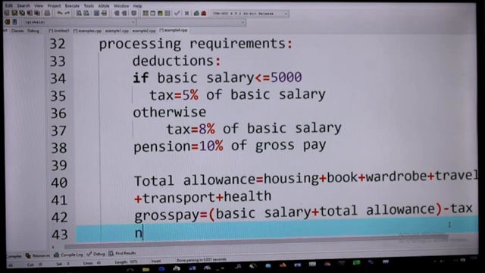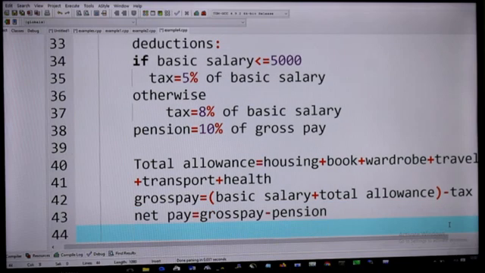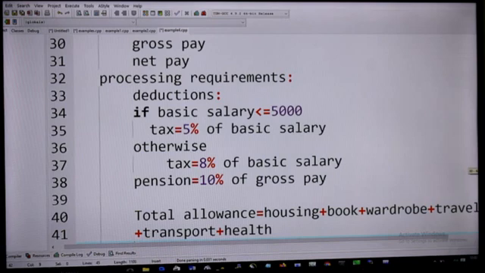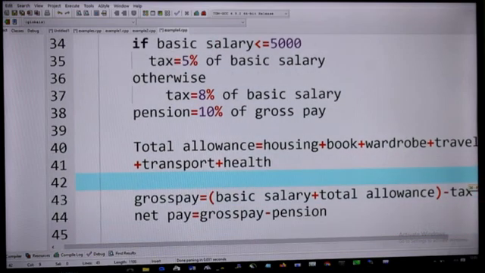So that means that the pay the person will get at the end of the day, you are going to deduct pension from gross pay. So that is the net pay. So you can see the way it has been structured. You first of all look for the deduction, tax, then pension is 10% of gross pay. But that gross pay, you cannot know it until you add total allowance to basic salary. Then you are going to remove tax. So when you remove tax, whatsoever it gives you is the gross pay. So your gross pay now, you are going to remove pension from it. That is the net pay.